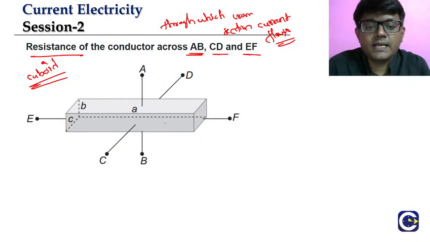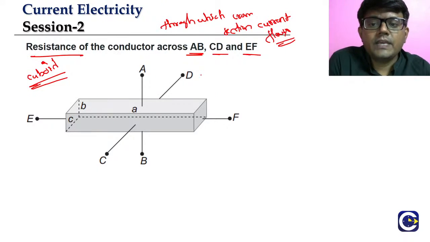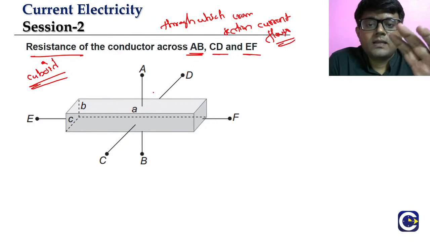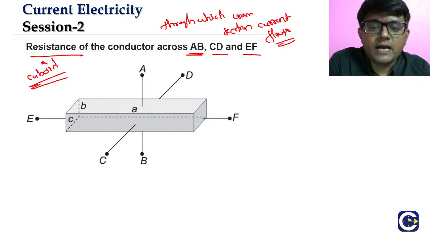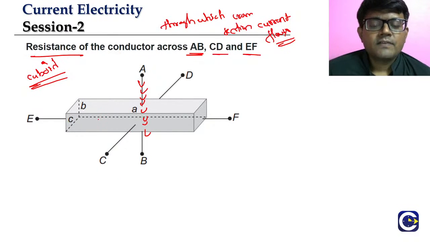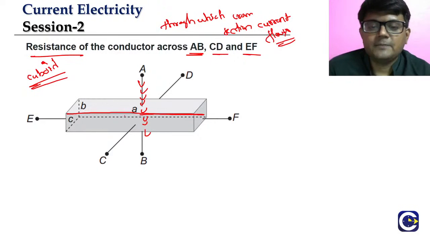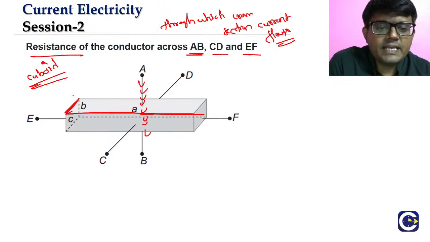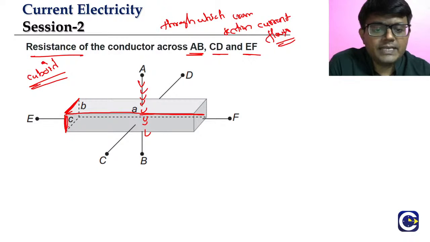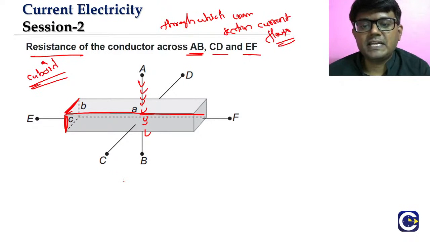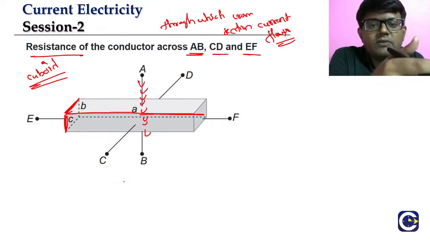This is the same material we are looking at, same resistance, right? We can measure the resistance across the path AB. What does this AB path mean? It is the path along which the current flows. Here, the length we are taking as A, breadth we are taking as B, and height we are taking as C.